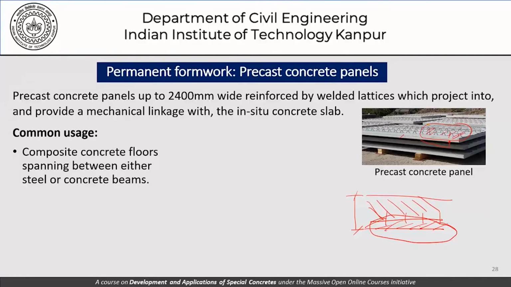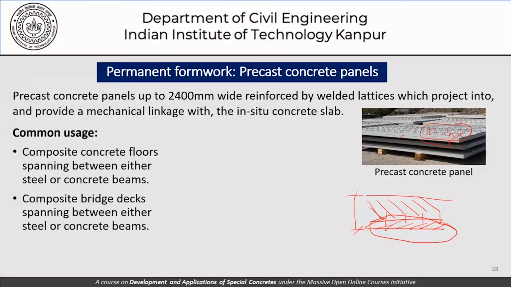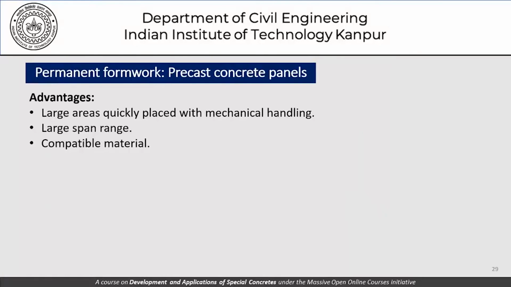The common usages for such a situation could be composite concrete floors spanning between either steel or concrete beams, composite bridge decks spanning between either concrete or steel beams, and the advantages of using this kind of formwork could be large areas could be quickly placed with mechanical handling. The formwork placement is much easier, large span ranges could be easily covered, and the material is compatible. So we don't have to bother about material compatibility because on both sides we have essentially cementitious mixes.